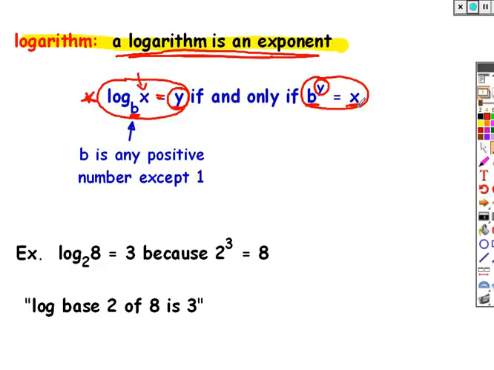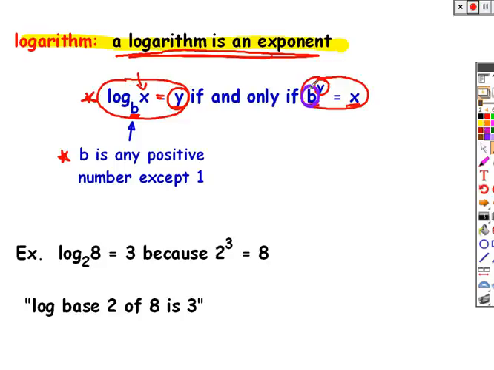Now, this is something we'll talk about later in this section, but b is any positive number except 1. So the base here, this relates back to what we studied in the previous days with exponential functions. The base is going to be positive, and it can't be 1, which again, we'll dive into the reasons in the future why that has to be true.